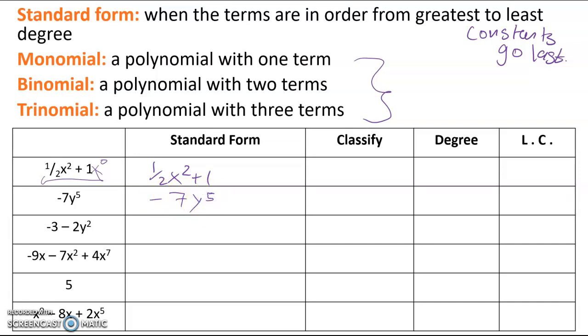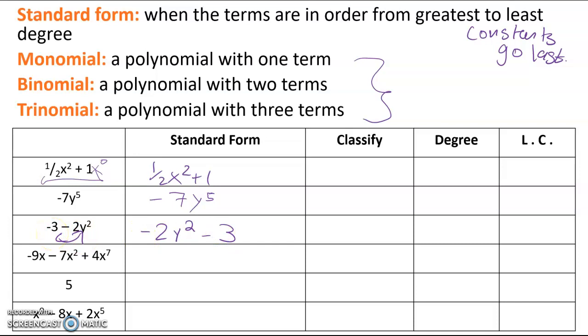How about the next one? I got -3 and then minus y squared. -3 is my constant, negative y squared. So this time, instead of leaving it the same, I'm going to actually switch them. And I'm going to write -2y squared, because again I got the -2 out front, minus 3, because I got the -3 there. So again, that's standard form.